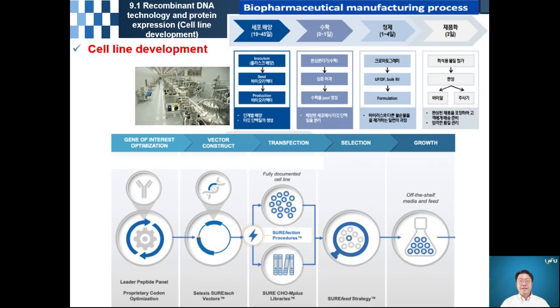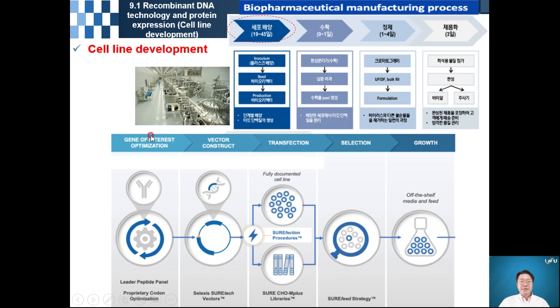Okay, so in this slide we will learn the first subject, recombinant DNA technology and protein expression. This procedure belongs to the cell line development. In this figure, I will show you the biopharmaceutical manufacturing process, which starts from the cell culture and centrifugation and purification and the packaging. The first step we call cell culture. For the cell culture, first of all, we have to make the cell line.